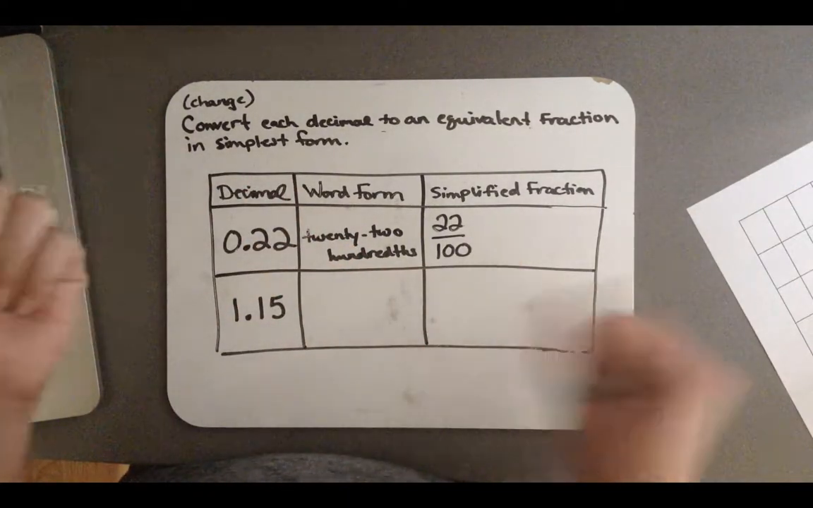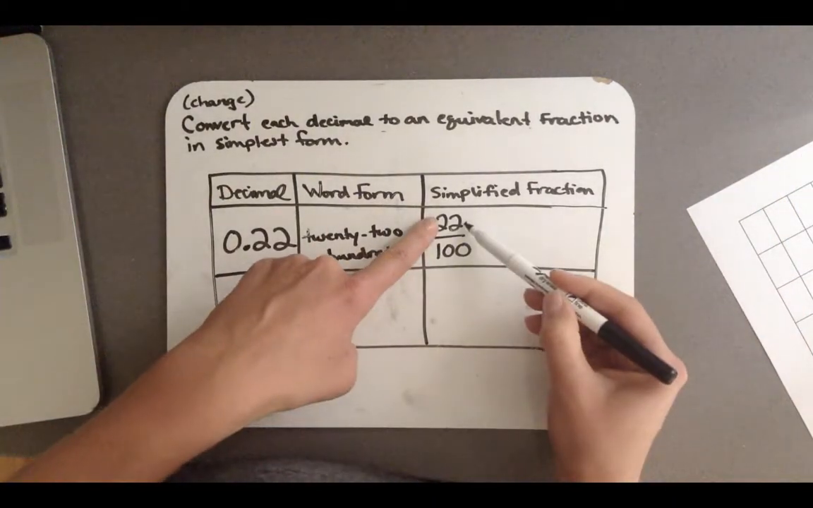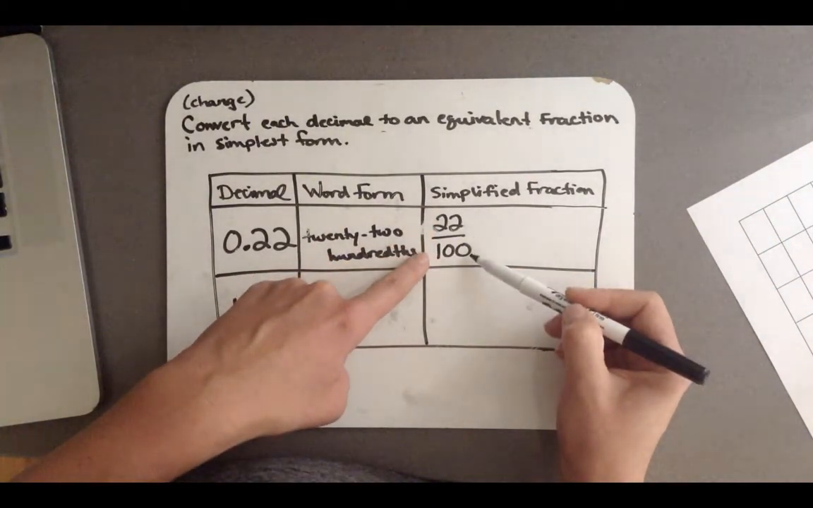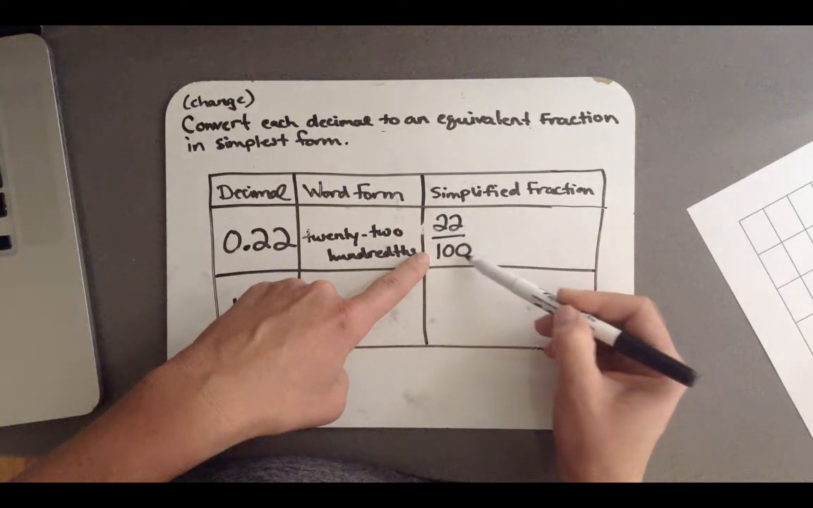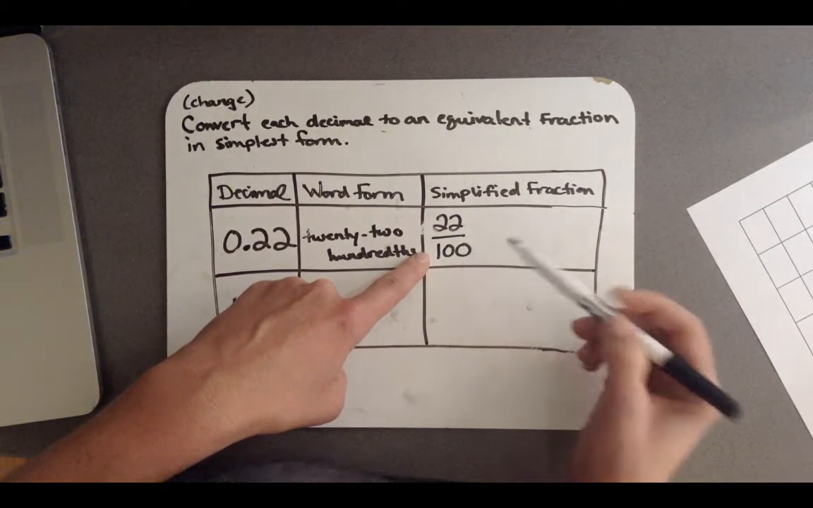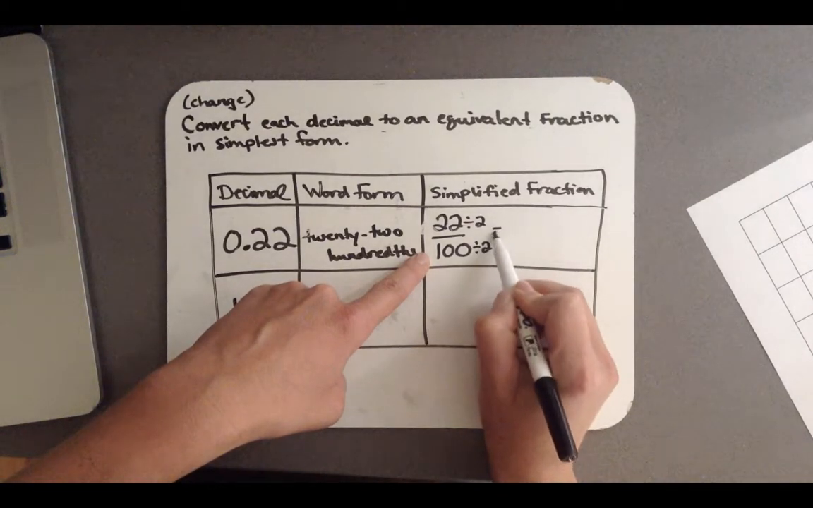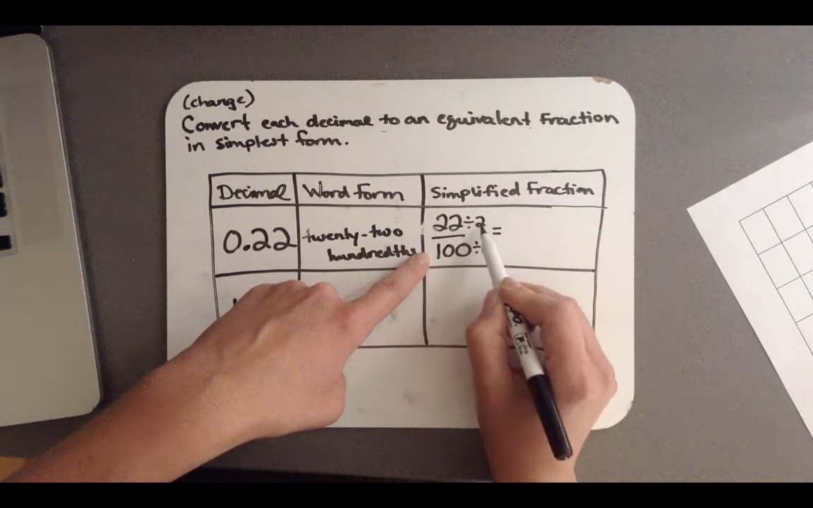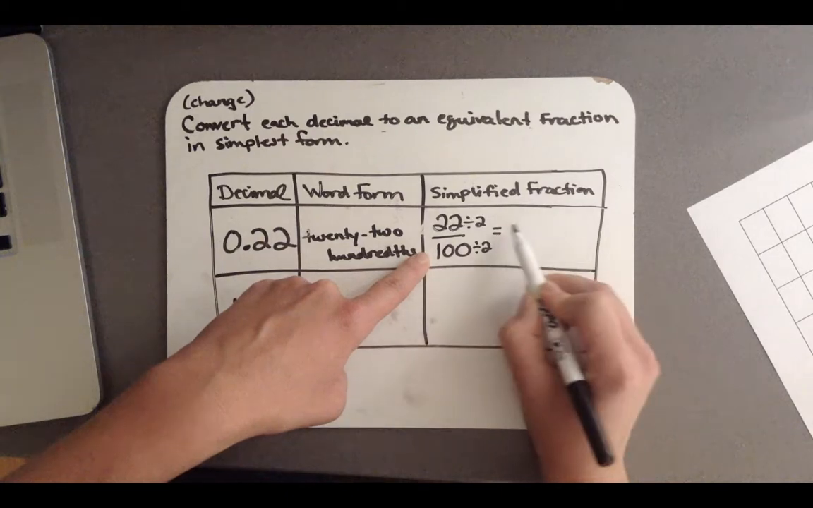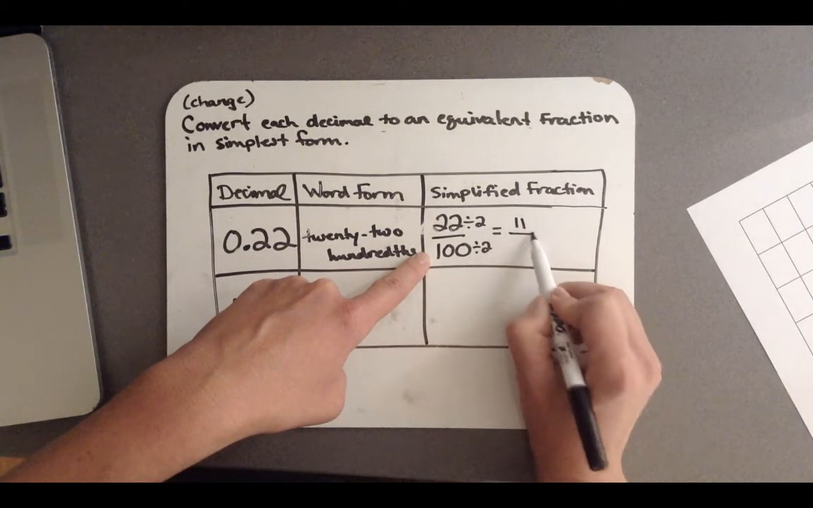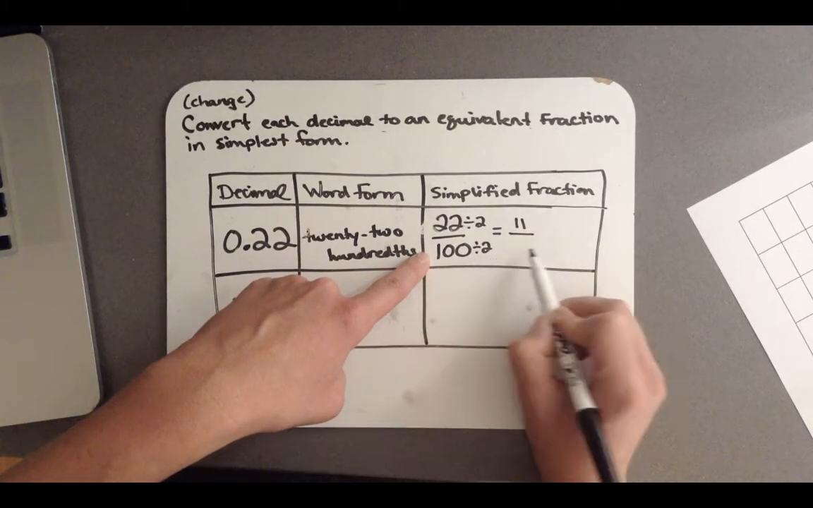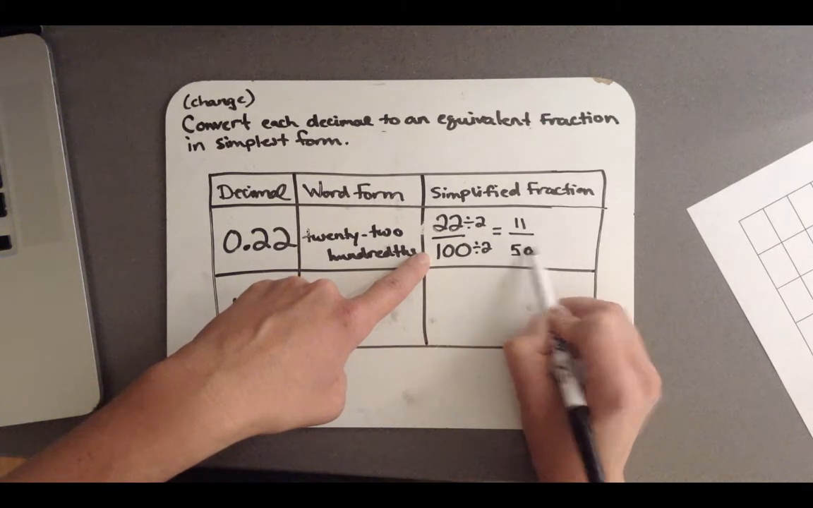No. We can use our divisibility rules. 22 is an even number. 100 is an even number. If we look at the last digit, remember the divisibility rule for 2? We can divide both of these by 2 to simplify it. 22 divided by 2, if you're not sure, you may use a calculator. That gives me 11. And 100 divided by 2, that gives me 50.